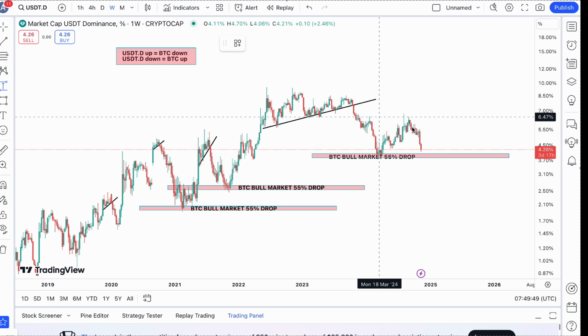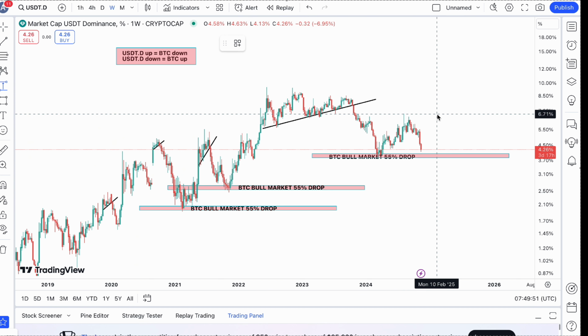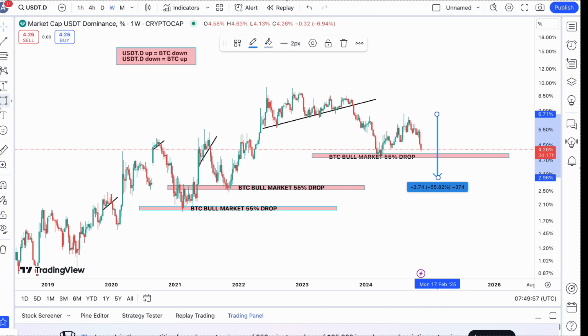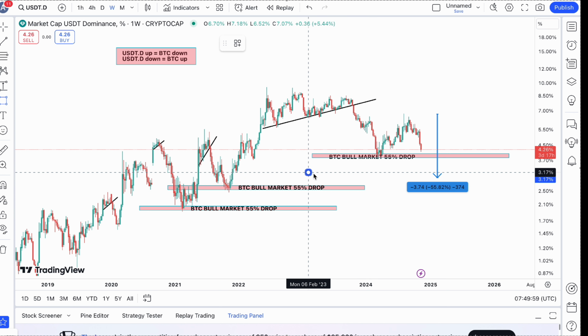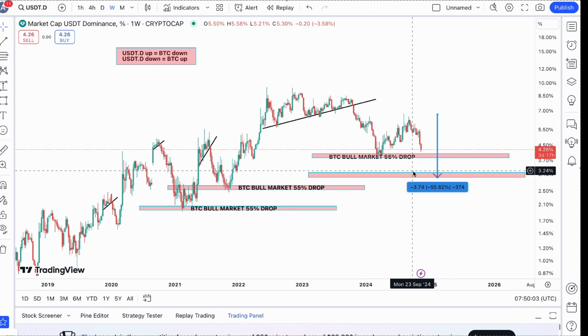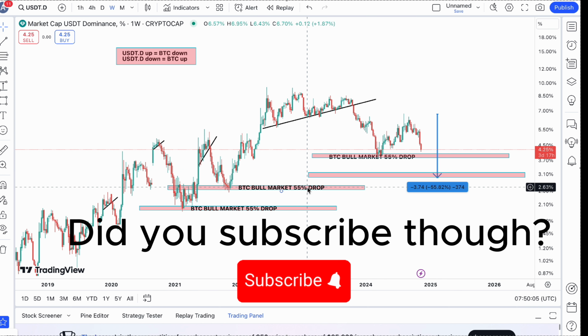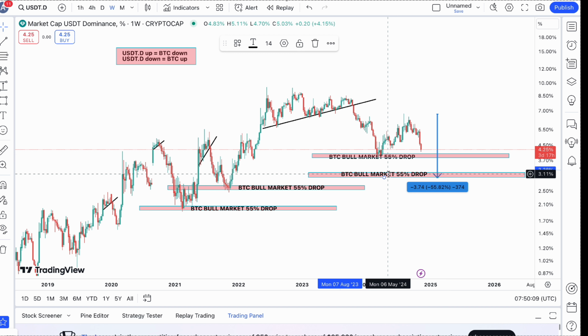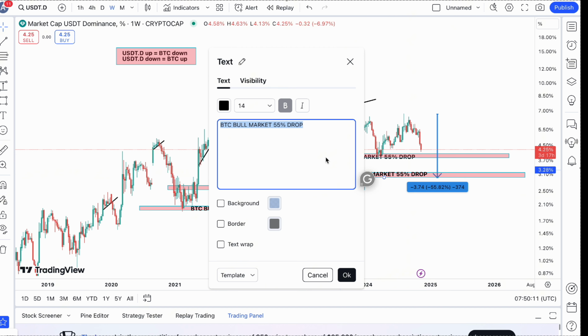So in a logical perspective, from the top here, 55% down would be around here. So what do we do? We mark that zone. And we copy paste this text once again. But now the only question that remains is, will this happen or not?